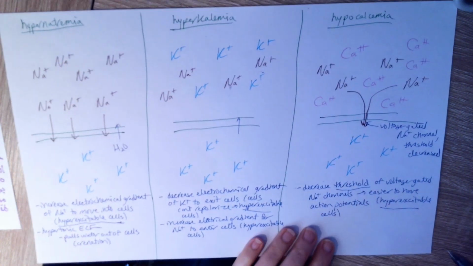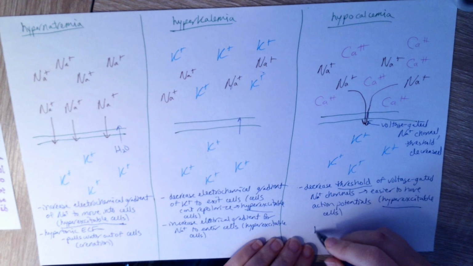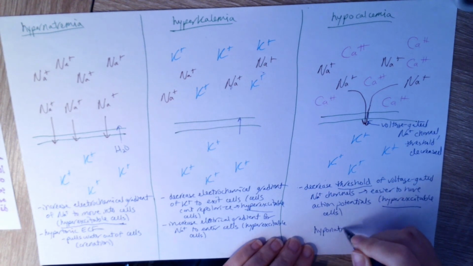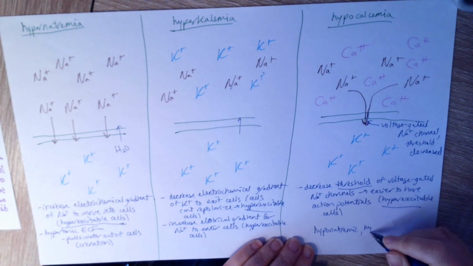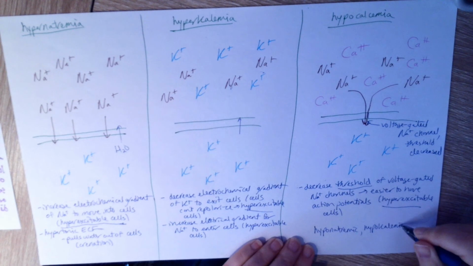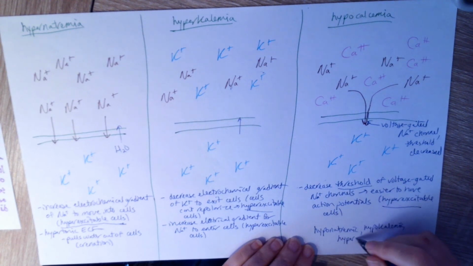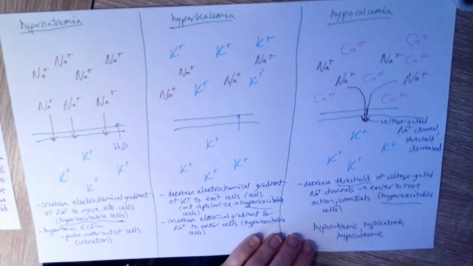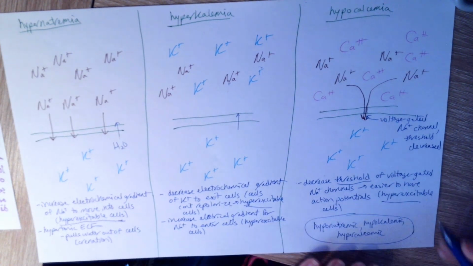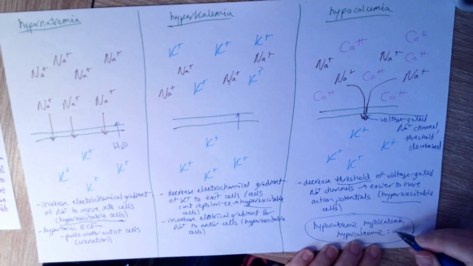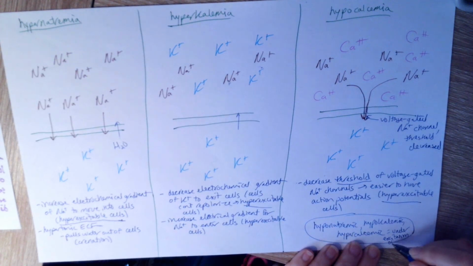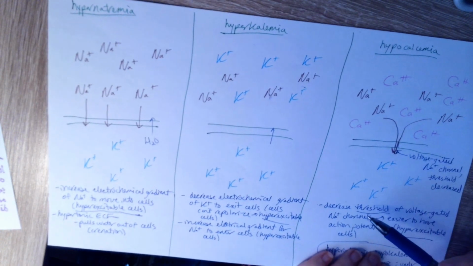Now the opposite situation would be exactly opposite. So if we were hyponatremic, hypokalemic, or hypercalcemic, these would cause the opposite effect. These would cause under excitation of cells. So it would be harder to stimulate the cells. And it would just be the exact opposite situation of what we have here.